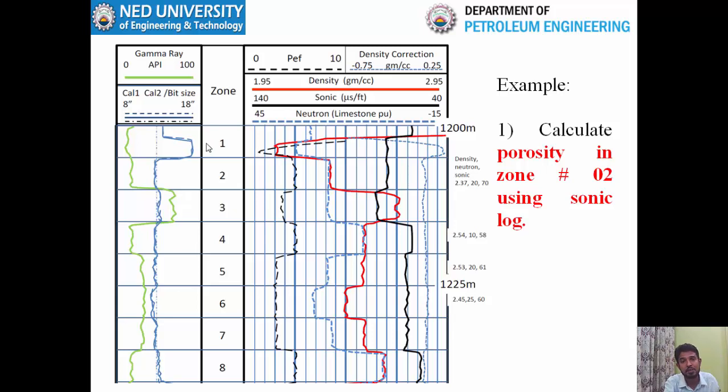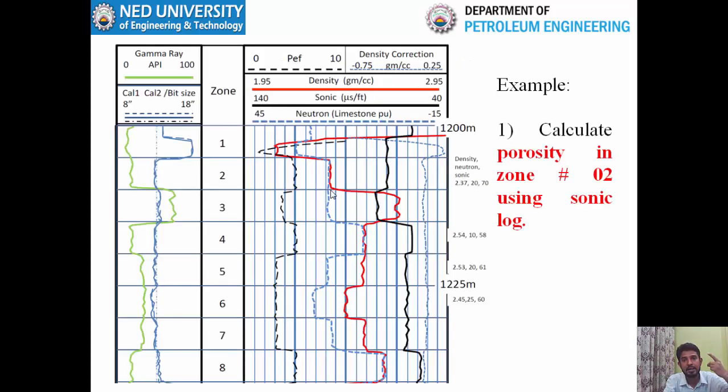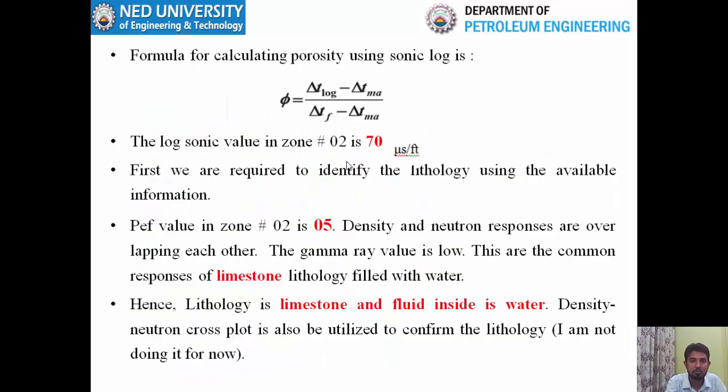So delta T matrix will be limestone 49, and since it contains water, delta T fluid will be 189. So 49 delta T matrix, 189 delta T fluid, and delta T log is 70 microseconds per foot. So you know the formula, and you have now estimated the values.